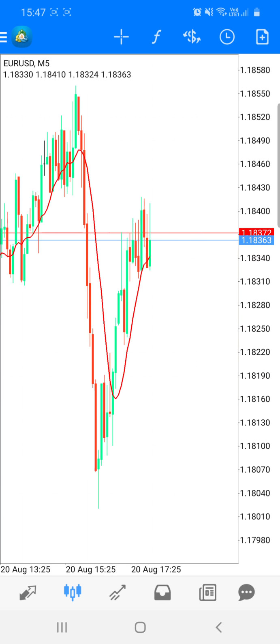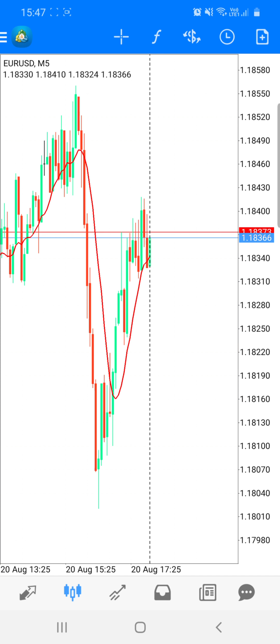So this is a chart of Euro USD. We can see in the top left corner that it says Euro USD. So this is a chart which we are focusing on. And ultimately, there are two ways in which you could look to enter a trade if you needed.